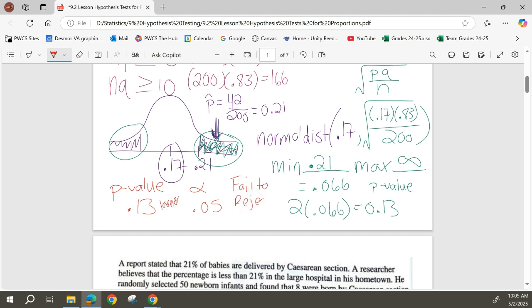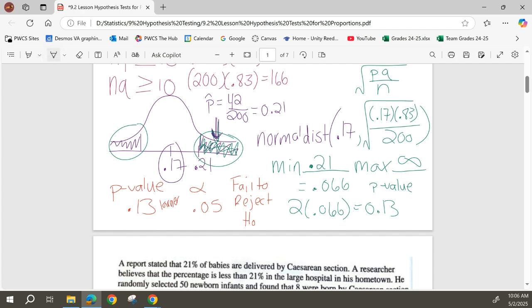the null hypothesis. And as a reminder, we will never say that we accept the null hypothesis. We are not proving that it's 17%. We just don't have enough evidence to say that it is not 17%. So we just have to fail to reject it. And we would say there is not enough evidence to show that it's not 17%.